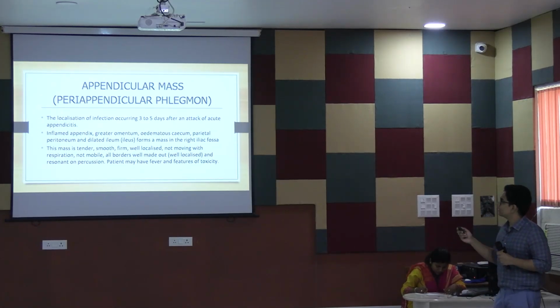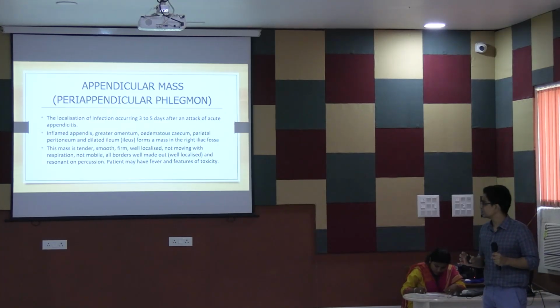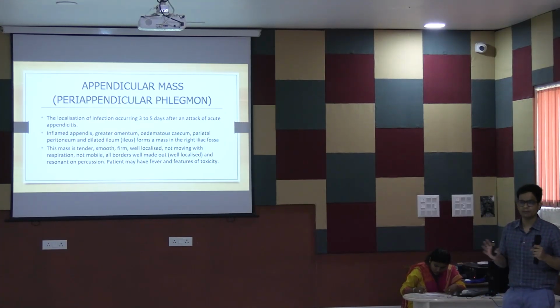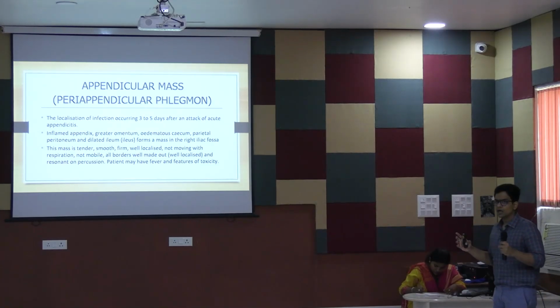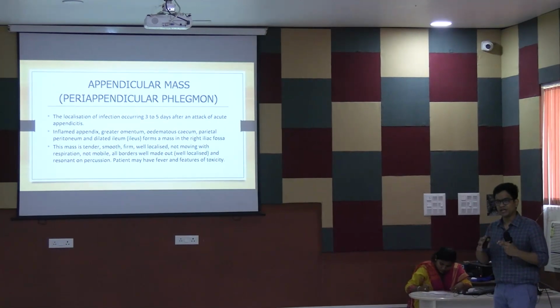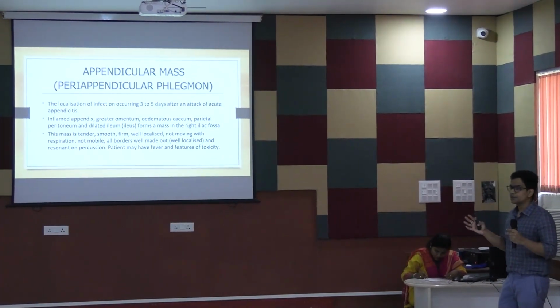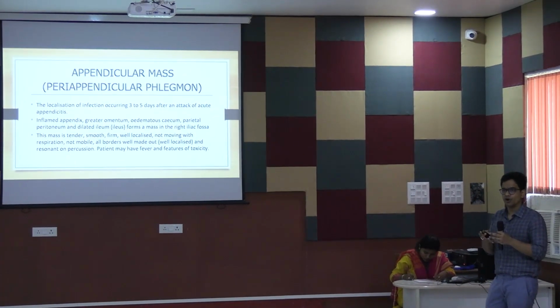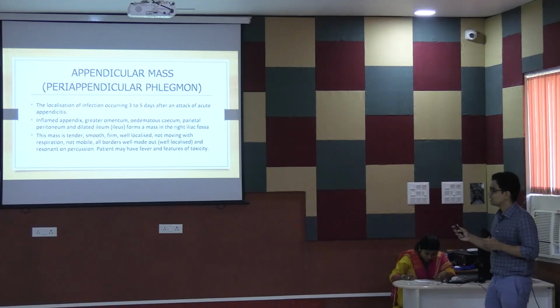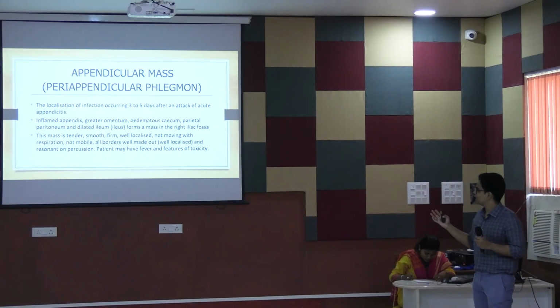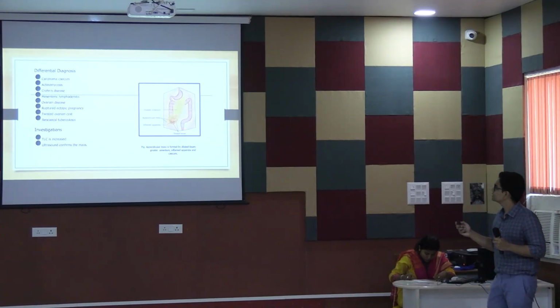Now, appendicular mass formation. The localization of infection occurs 3 to 5 days after an attack of acute appendicitis. The patient has not been given any antibiotics and it has led to severe infection. What happens here is the appendix, the omentum, the bowel loops and the peritoneum come together, join and form a mass. The mass is smooth, firm, well localized.